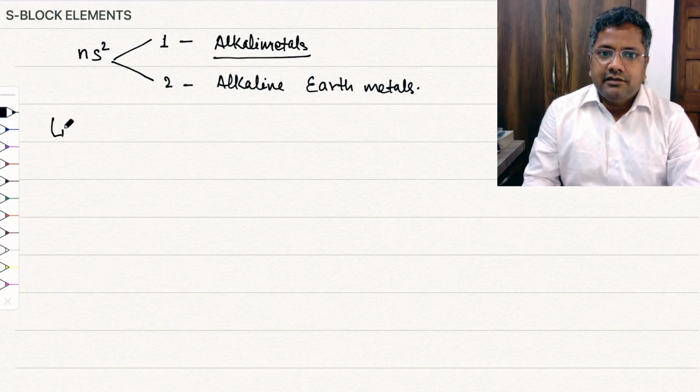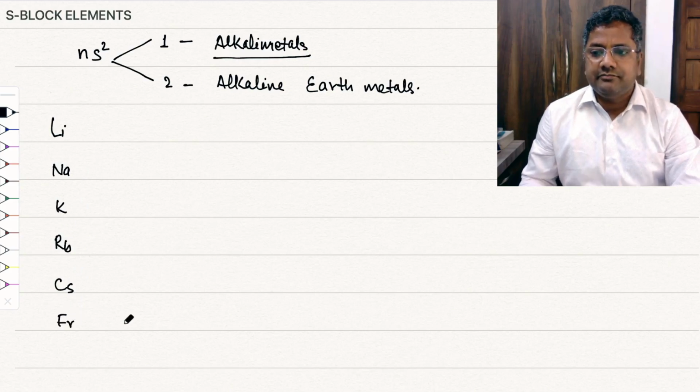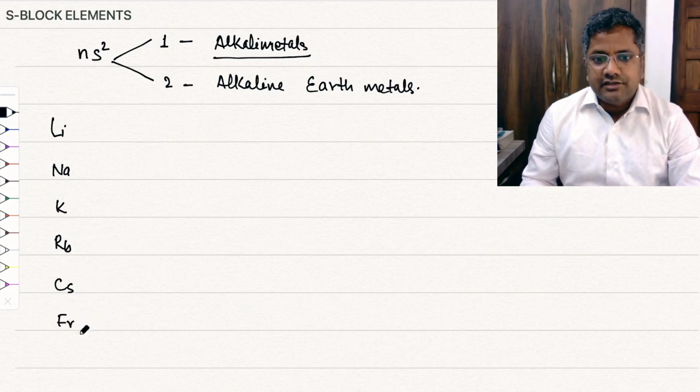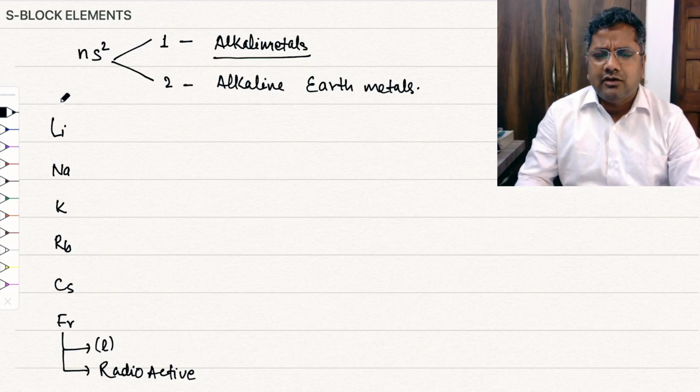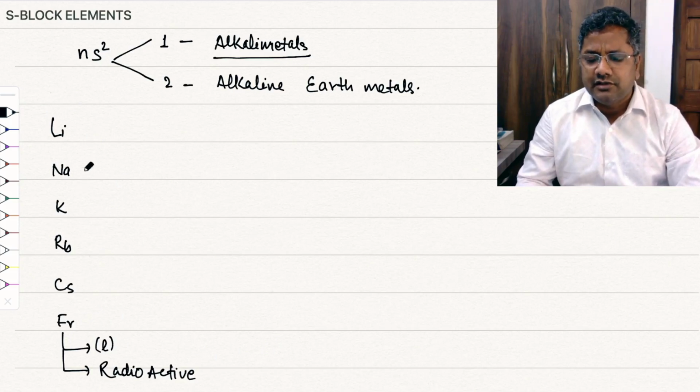See, lithium, sodium, potassium, rubidium, cesium, francium. So at room temperature this francium is liquid and radioactive, right? So melting point is very low, although all the metals are soft, but softness decreases down the group and this becomes liquid at room temperature, right?